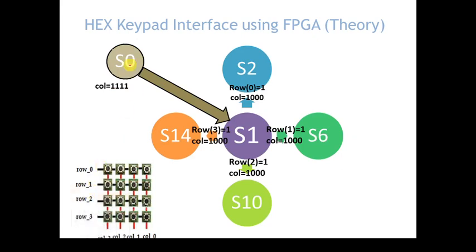Okay, so let us start with the S0 state. In S0 state we are assigning column equal to all ones. Now if any key is pressed, then we have to go to the S1 state. Now in S1 state I have divided again some 4 states. If row of 0 is 1, we have to go into S2 state and we have to make column 1 0 0.